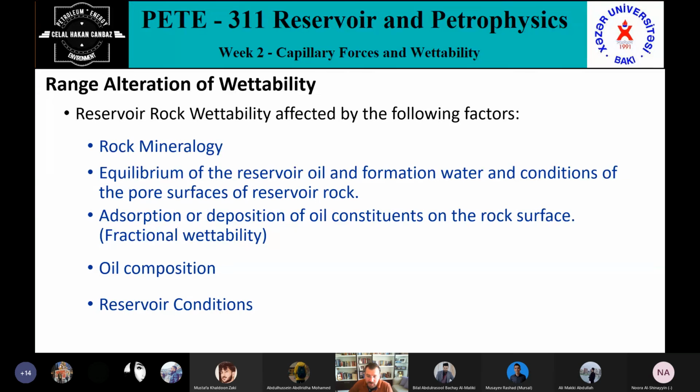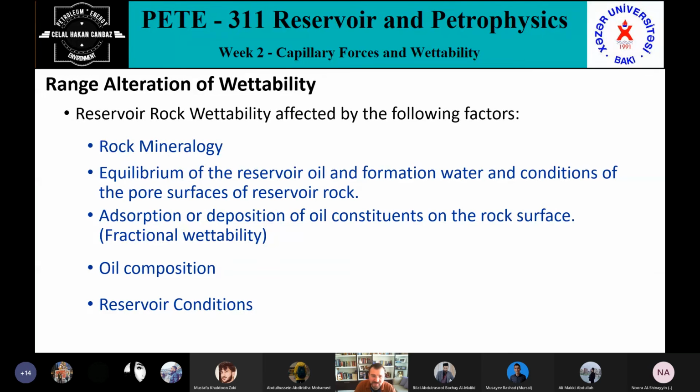And your reservoir conditions. What I mean by reservoir conditions is the temperature, pressure, and the saturation history of your reservoir, which affects your reservoir wettability. Previously, what happened to that reservoir? Is there any EOR method applied? Apart from oil and gas or water, is any other fluid involved or not? Okay. So these are crucial.